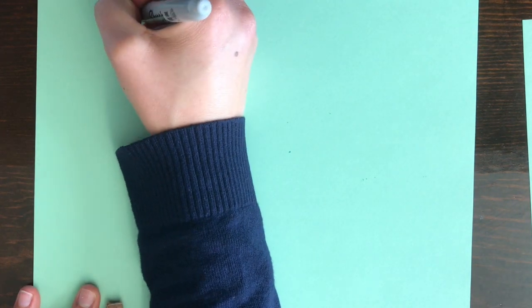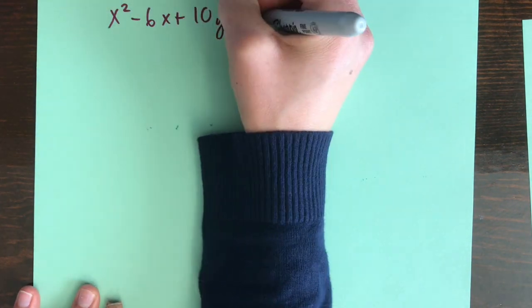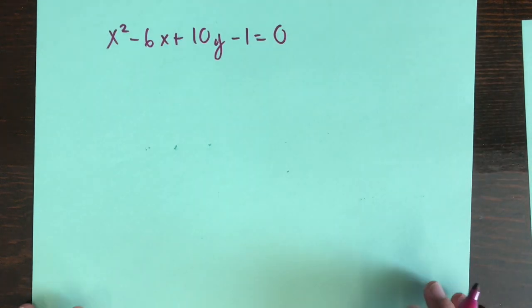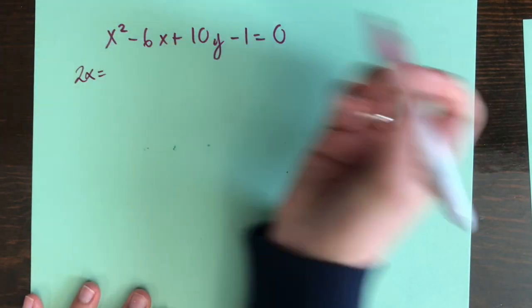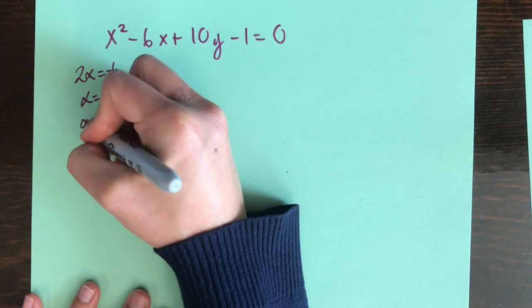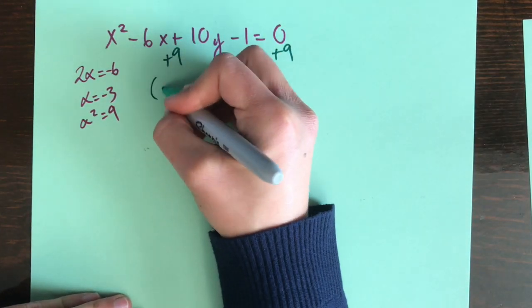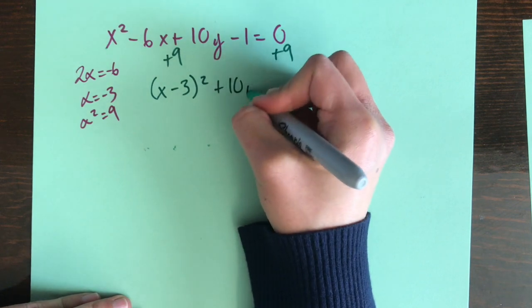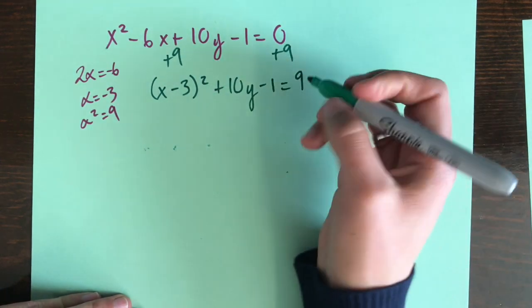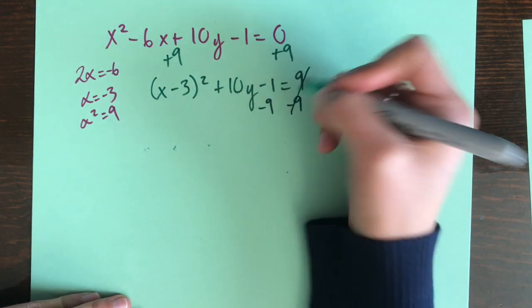Let's go ahead and do another example where we have to complete the square, but this time it's going to be a parabola that you're more familiar with, where the x's are squared. So again, I need to complete the square, so I set 2 alpha is equal to negative 6, alpha is equal to negative 3, alpha squared is equal to 9. And I'm going to add 9 to both sides to complete my square in x. It's (x minus 3) quantity squared plus 10y minus 1 is equal to 9.